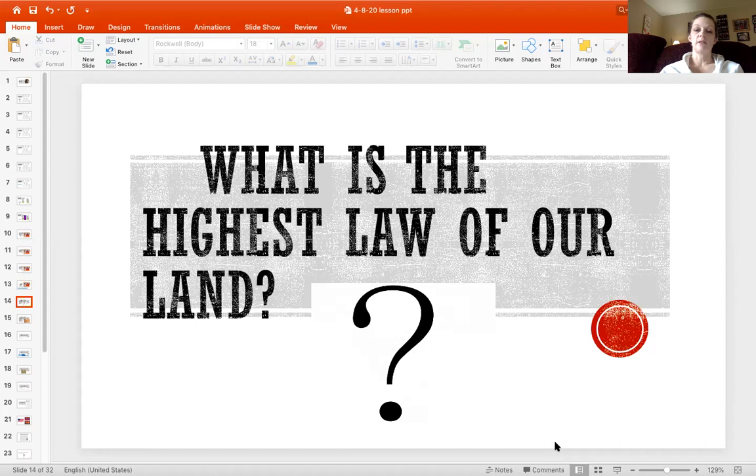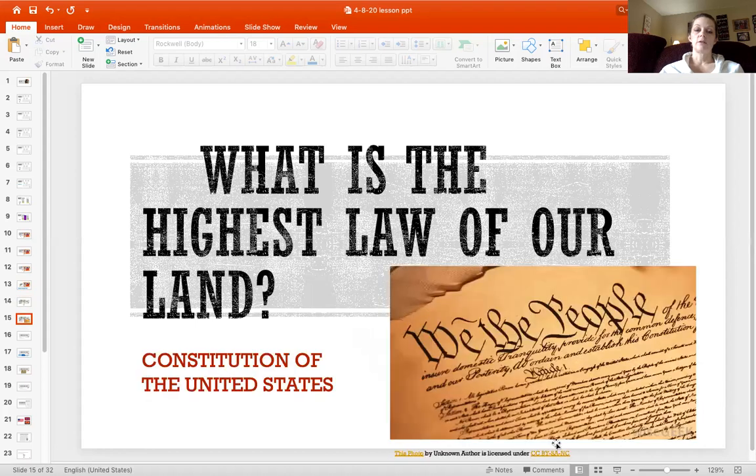Okay, the highest law of our land is the Constitution of the United States. If you recall in class, we talked about how the Constitution is the highest law. All other laws, all other state laws and federal laws fall underneath the Constitution of the United States. It is our single most important guiding law of our country. So you need to always remember that. They created it in the 1700s when they created our country, but it has been amended, it has been changed, and we're going to talk about that a little bit later on.